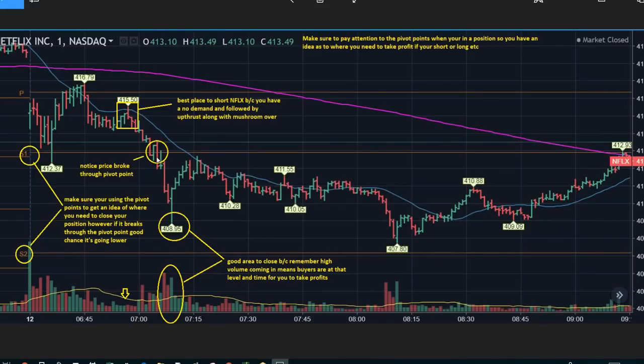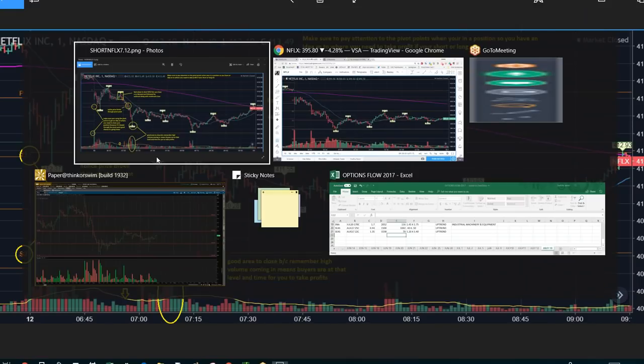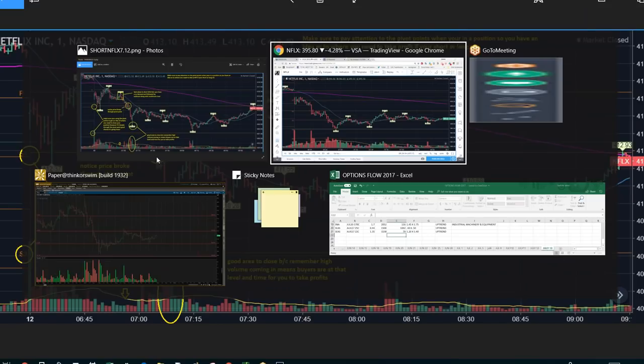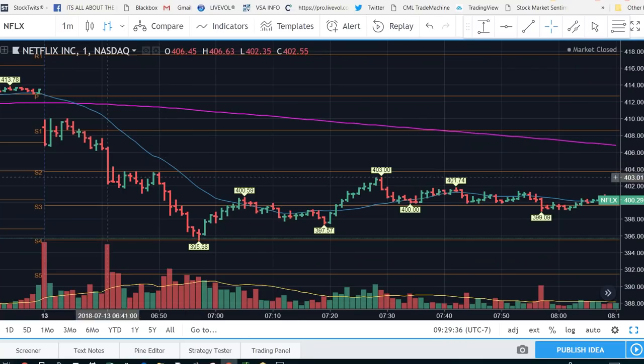Okay, so I want to look at Netflix here. Now this was a chart that I had labeled for you guys to see what I actually look for, and what you guys are going to actually start doing to identify when to take shorts. Now, first things first, open up your TradingView.